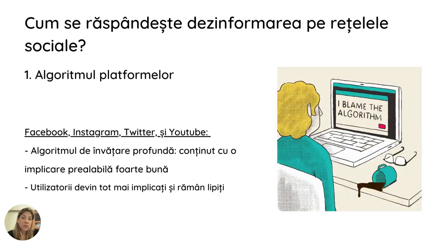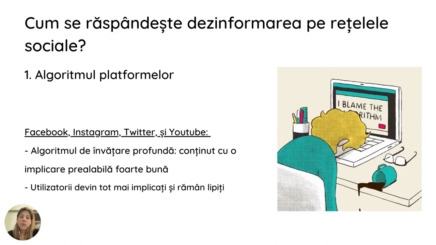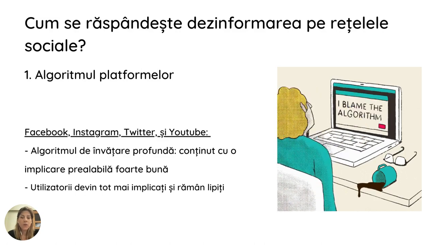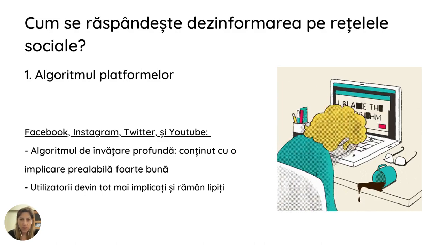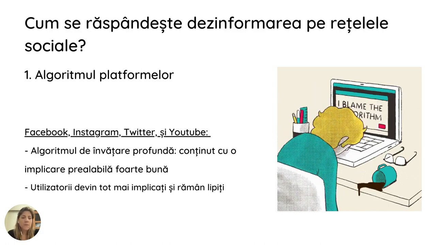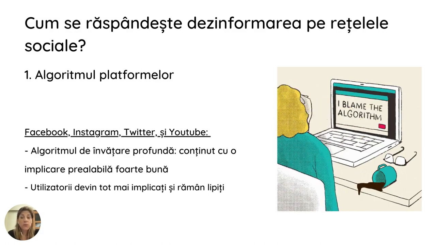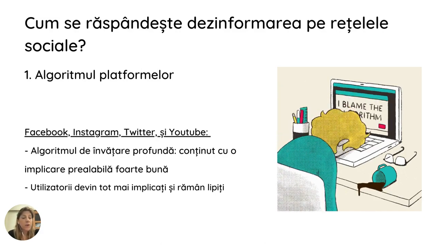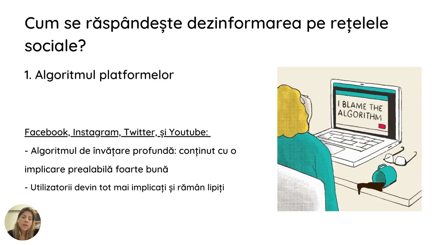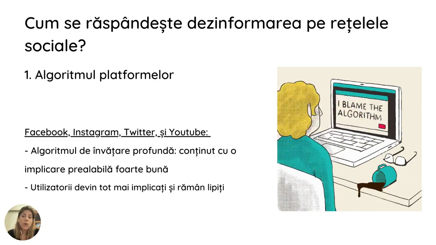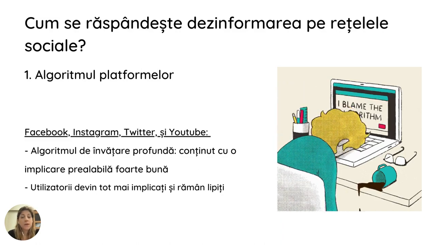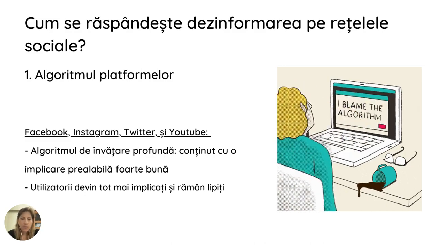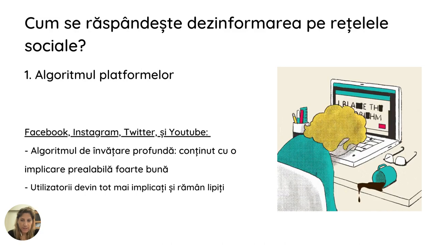So how does misinformation spread on social media? The first thing we need to look at to understand how it spreads is by understanding how the algorithm of social media platforms actually works. All of the major social media platforms like Facebook, Instagram, Twitter, and YouTube use a deep learning algorithm that prioritizes content with prior engagement, which means that the more initial engagement the posts get, the algorithm will take this as an indicator that this is a good piece of content and will start showing it more organically to more people on Facebook, Twitter, or Instagram.